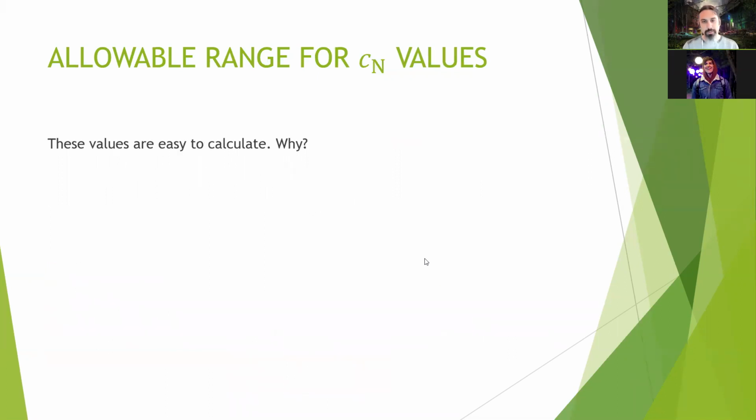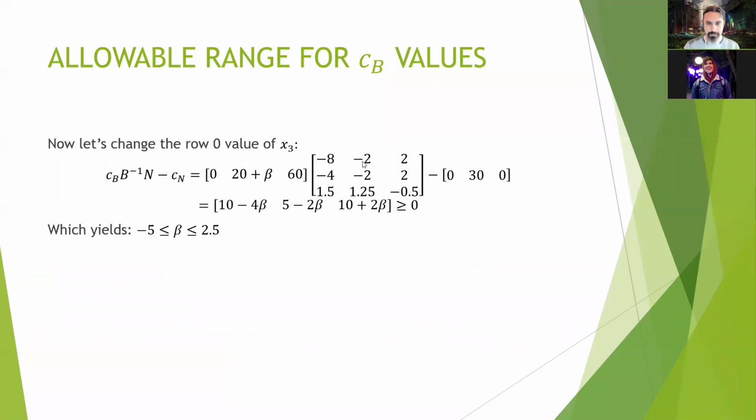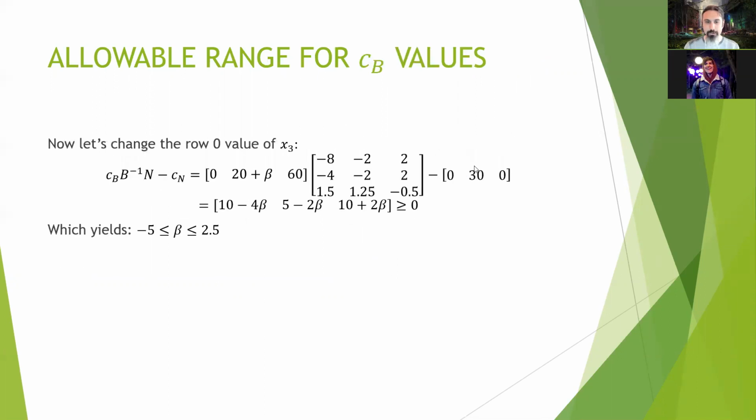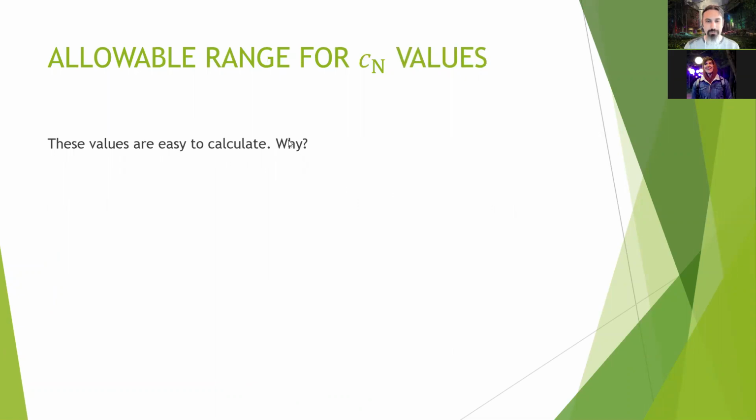Now, what about the CN values? Well, these are easy to calculate. Okay, why? Why are they easy to calculate? The CN values, let's just go back over here. We already have a calculation over here. So CN values are easy to calculate. Okay, why? We already know the answer, by the way. Why are CN values so easy to calculate? Well, first of all, if you have the optimal table, they're just written there, because CN values are your what?